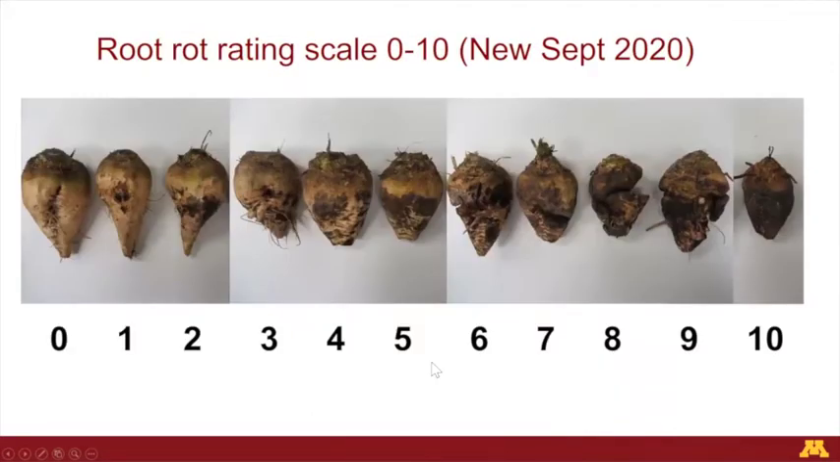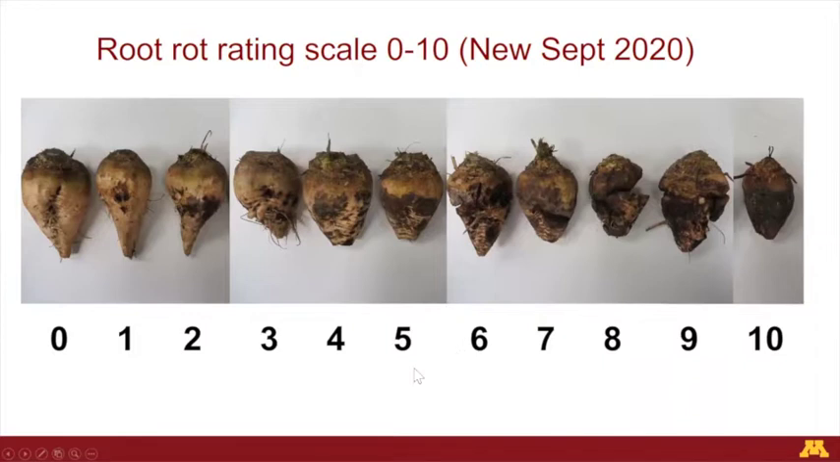We used to use a 0 to 7 scale for rating rhizoctonia, but in 2020, we decided to use this new scale. It's a 0 to 10. So some of the data that I'm going to show later in my presentation is based on this. If I tell you we had a root rot of about 4 at the end of the season, more or less the beets look like this based on the different treatments, if it is 2 or 3.